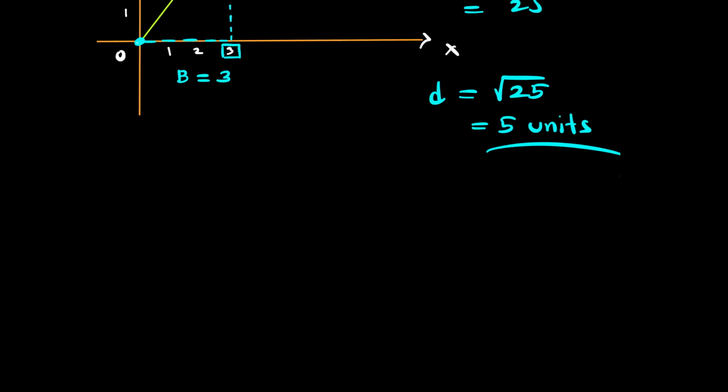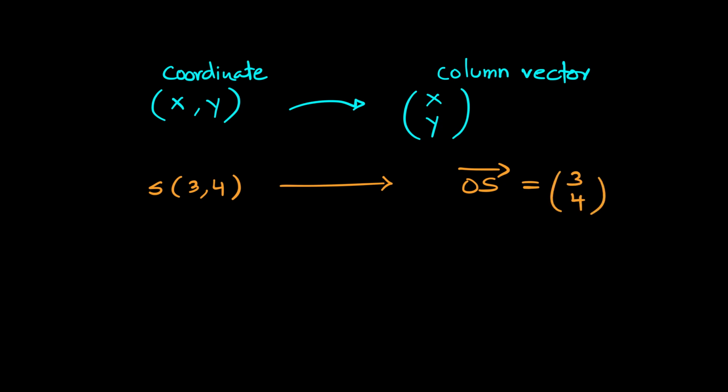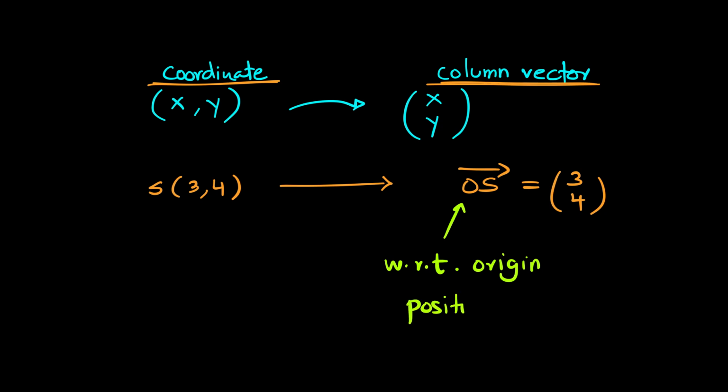Now, let's relate coordinate with column vector. We know that (x, y) can be written as x over y this way. This is a coordinate and this is a column vector. Now, a point such as S (3, 4) can be written as a vector OS as 3 over 4. This is again the coordinate. This is a column vector. A vector with respect to origin is known as a position vector.